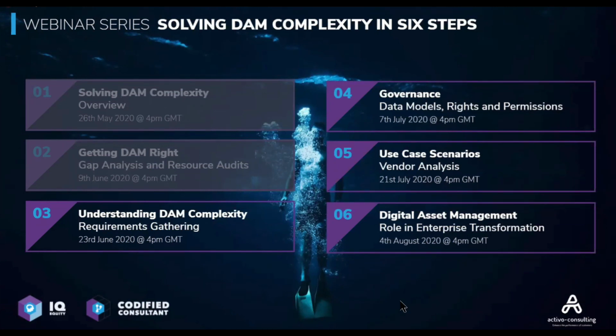Then on the 7th of July, we're looking at data models, rights, roles, and permissions. And on the 21st of July, we will be digging into use case scenarios, aggregating all the information we've got to this point, where we can actually treat the system and our analysis of vendors, the 10 core characteristics, which we'll get into, the intangibles and the APIs, etc. And then finally, on August the 4th, we will be looking at the role of enterprise transformation.